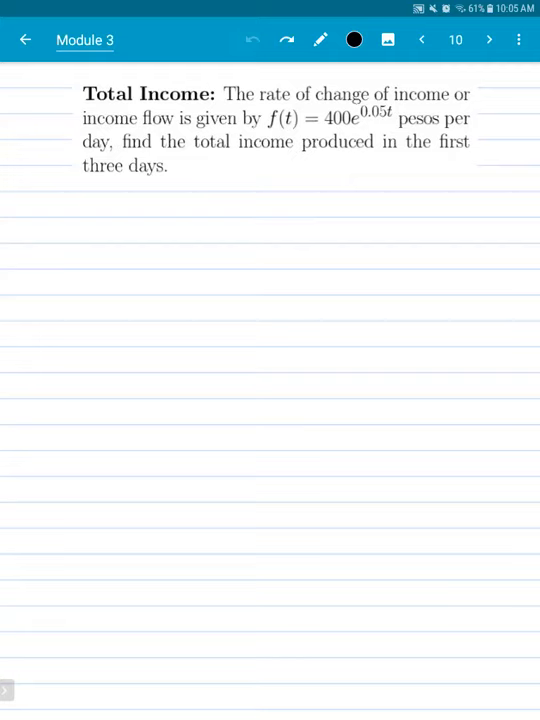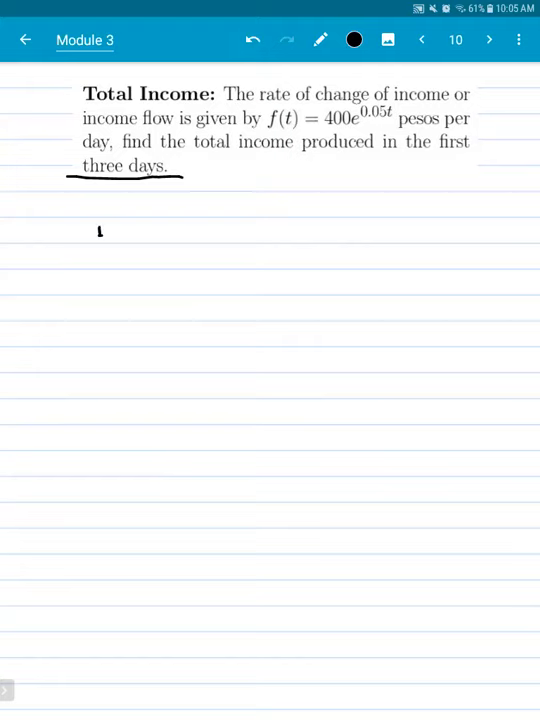So again, the derivative and the antiderivative are inverse processes. We are given the derivative here. It's the rate of change. Okay, it's not the income, it's the rate of change of the income. So we integrate, and we want it in 3 days. Actually, the lecture note I gave, module 3, has an error. It's the same problem, but my integration was wrong. So I'll just make the corrections here.